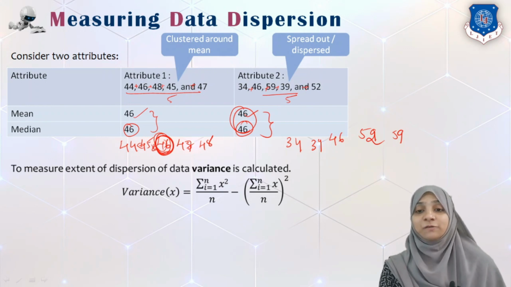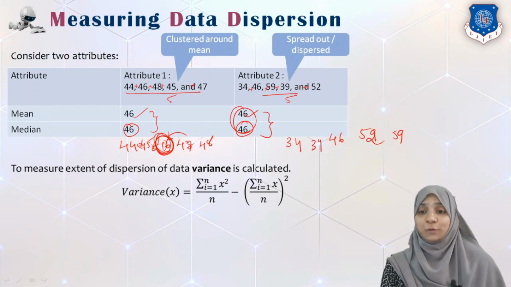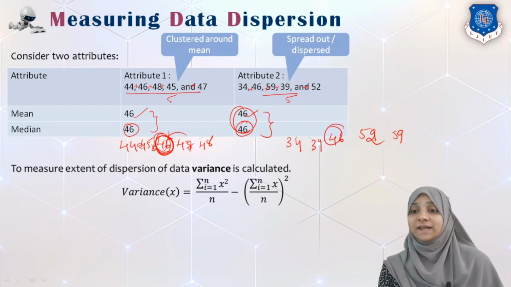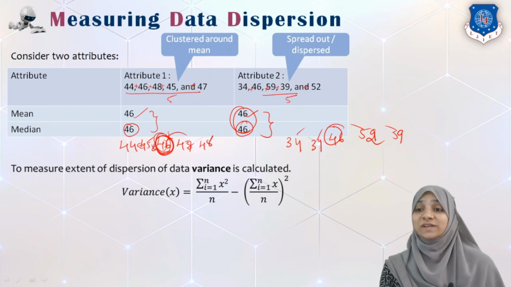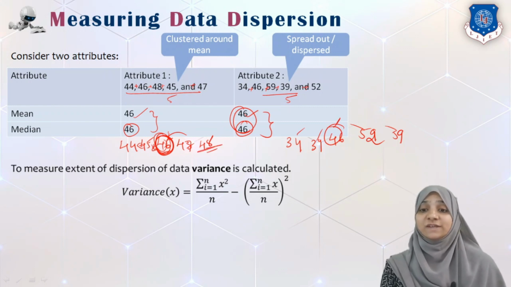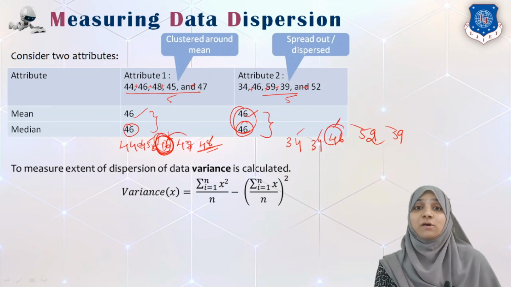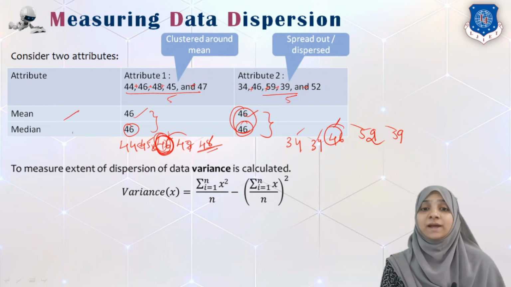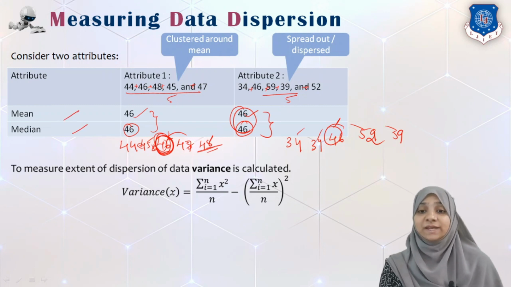That is 44 and 45, 47 and 48 are very close to 46, whereas here values 34, 39, 52 and 59 are not as close to this 46 as compared to this series. So the spreading of values of a given series is not covered by mean and median. That's why we need something called variance.